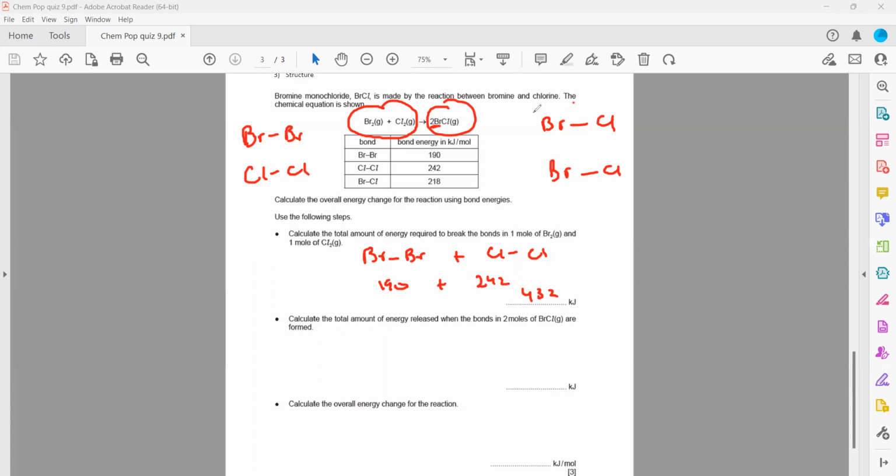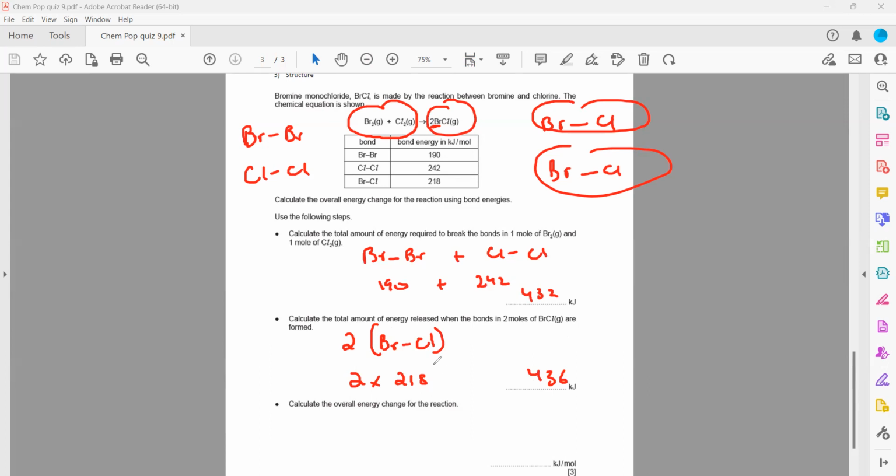Calculate the total amount of energy released when 2 moles of BrCl are formed. Like when 2 moles or 2 molecules are there. So for each molecule, it is 218. So it will be 218 times 2. Or you can say BrCl and 2 molecules. So this will be 2 into 218. So when we multiply, it will be 436.